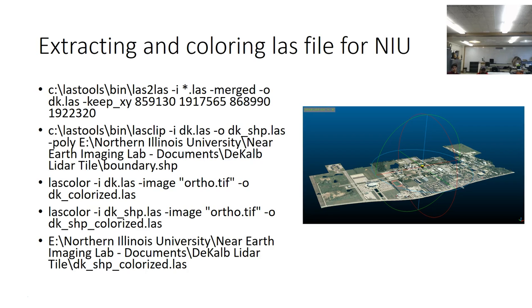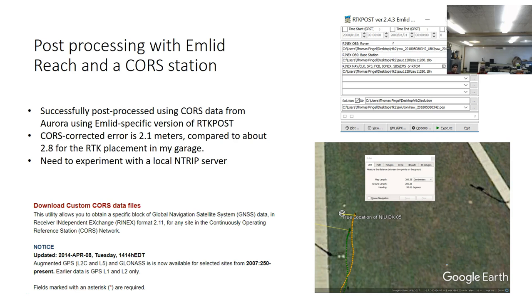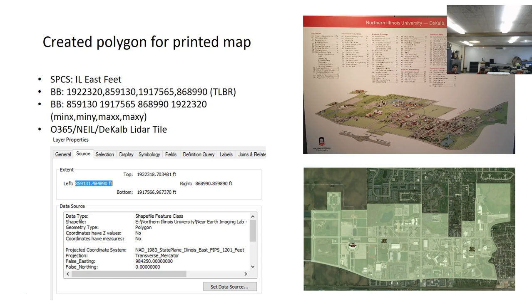I brought them in, but then I kept only these. This keep XY argument will do a clip out of that by specific coordinates. It's weird: it's the minimum X, minimum Y, maximum X, maximum Y. So that's why I included both bounding boxes here.